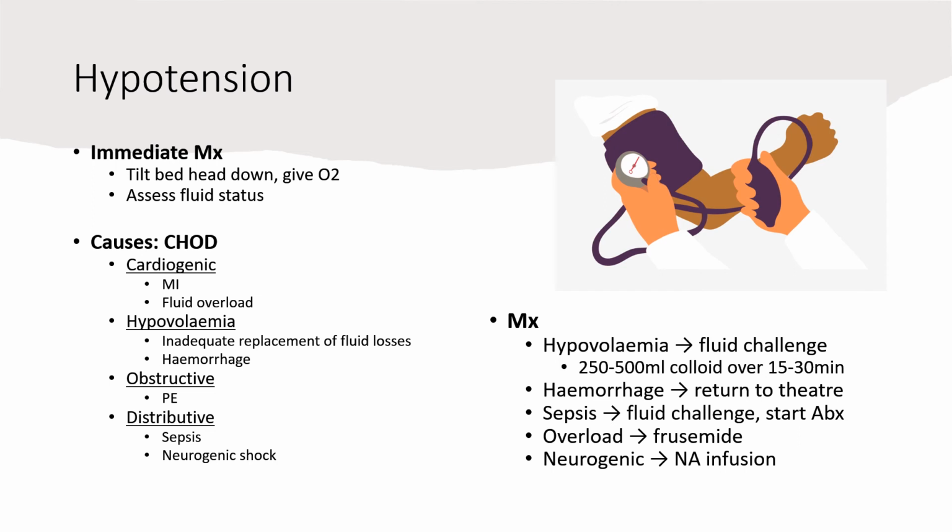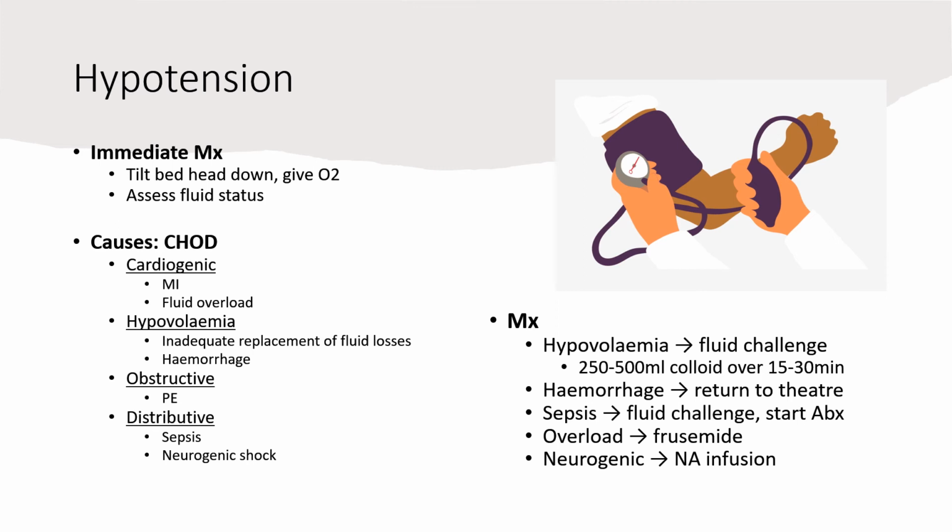Hypotension, very, very common. There are multiple different approaches. The main thing is you can use CHOD as a mnemonic to help you find the causes: if it's cardiogenic, if it's hypovolemia, if it's obstructive, or if it's distributive. In most cases, in an acute setting, you want to give them a fluid challenge to help them get their blood pressure up, and then you want to investigate the causes.